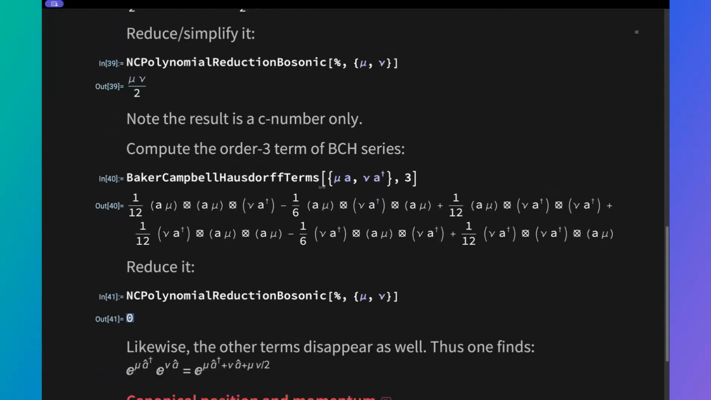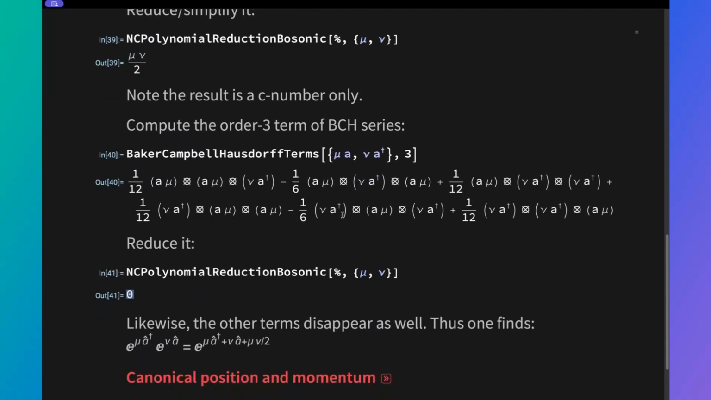So it means in our BCH series, only the second term survives. All other terms disappear. So basically this exponential multiplication becomes the summation of those two operators plus a C number, and all other terms are 0. So this is not an approximation. This is an exact expression.